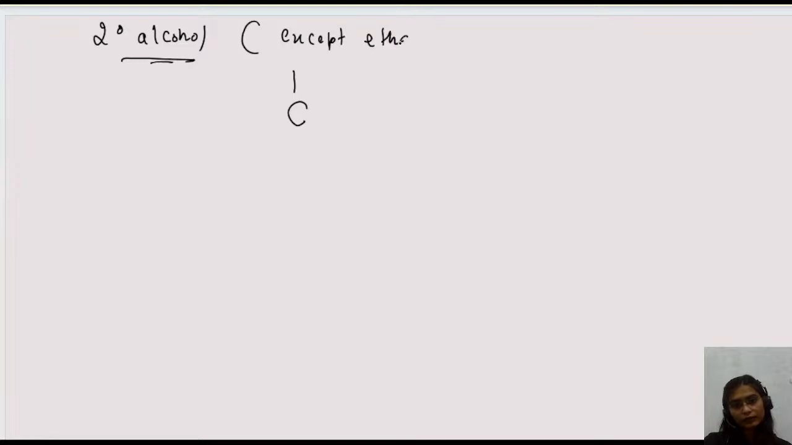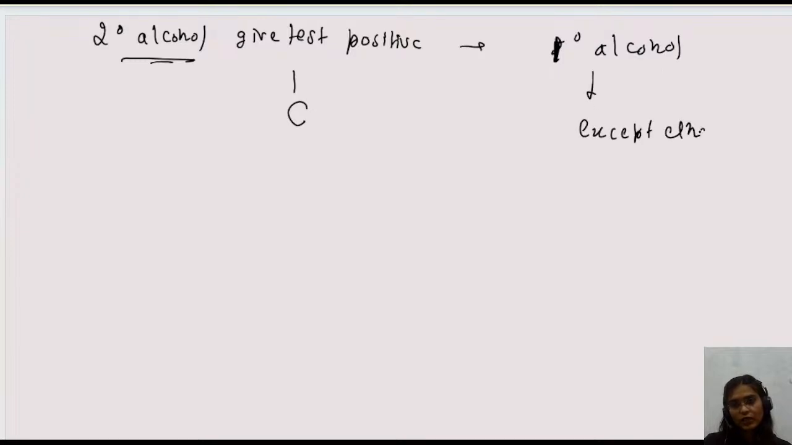Next point: sometimes alcohol also gives the test positive. Which kind of alcohol? You can write that as secondary alcohol. Secondary alcohol gives this test positive, except ethanol. Let me change the statement: only secondary alcohol gives the test positive. Which kind of alcohol is not giving the test positive? That is the primary alcohol, and now you note that except ethanol. What is the meaning of this, except ethanol?